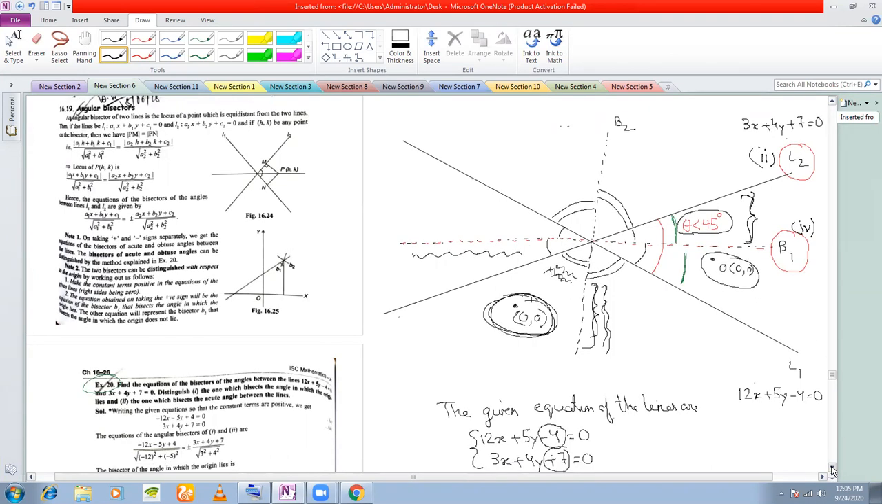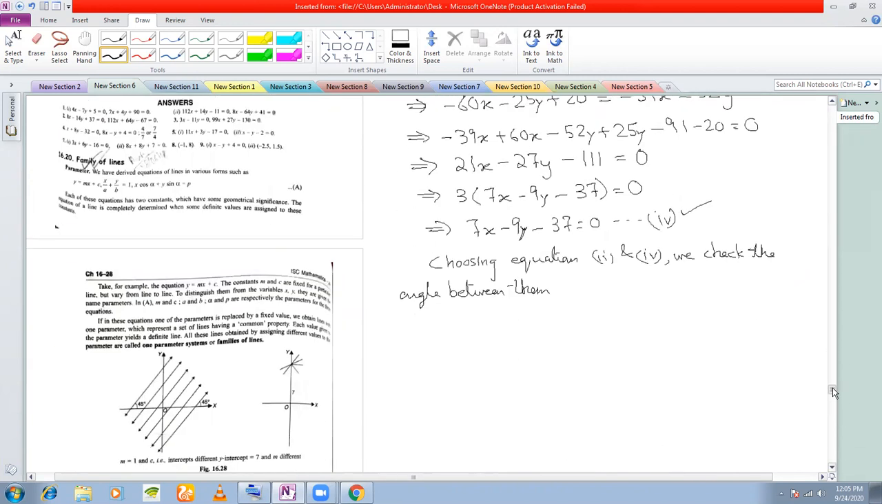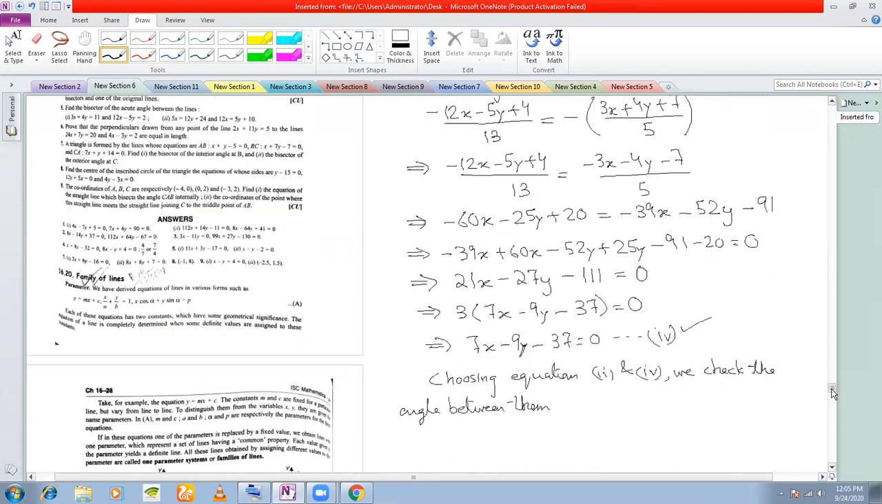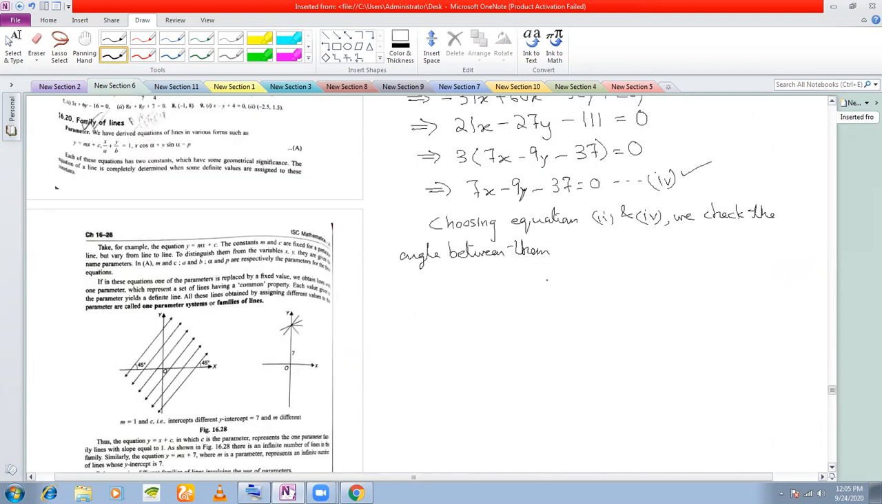So what is the formula for the angle between two straight lines? Let us write the equation first. Equation 2 is 3x + 4y = 0 and equation 4 is 7x - 9y - 37 = 0. Tan theta is equal to (m1 - m2) by (1 + m1 m2). That will give you the tan of the angle between the two straight lines.